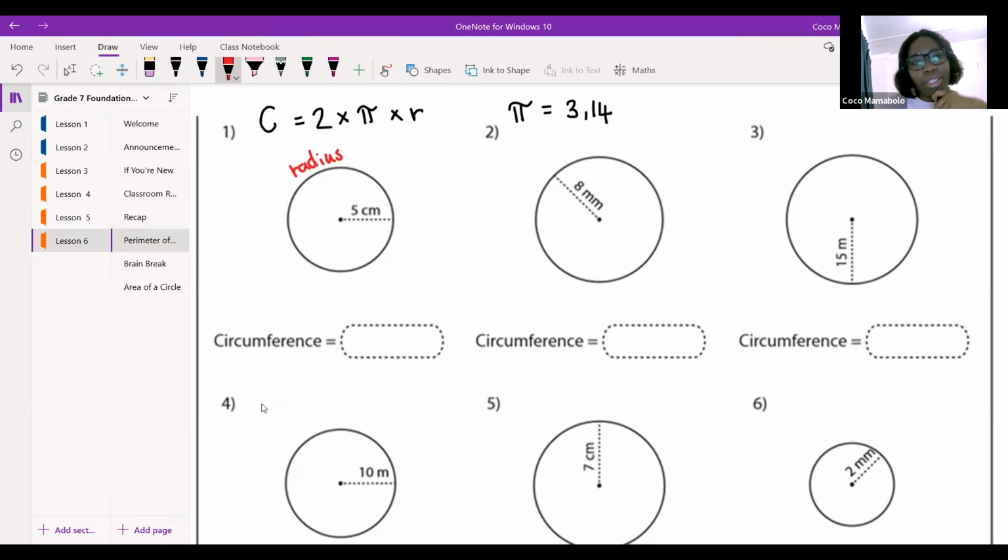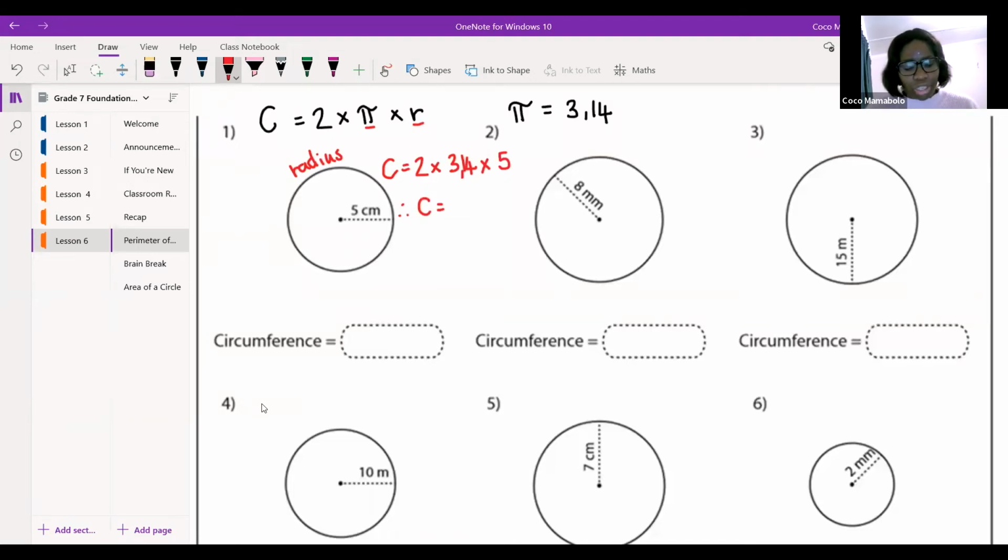Excellent. It's 5 centimeters. Now, my formula tells me that if I want to calculate my circumference, I'm going to write circumference is equal to 2 times pi, and we said that pi is equal to 3,14. So I'm going to replace pi with 3,14, and then I'm going to times it by my radius. In this case, my radius is 5 centimeters, so I'm going to times by 5. And then I'm going to go, therefore, my circumference is equal to, and I'm going to take all of these things and punch them into my calculator.